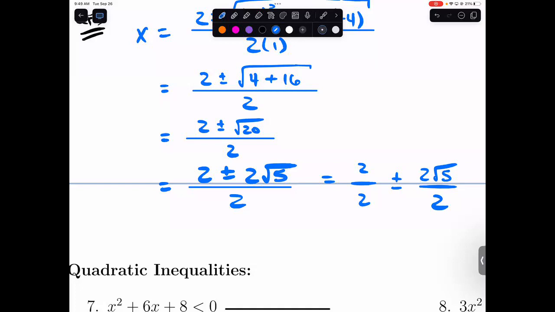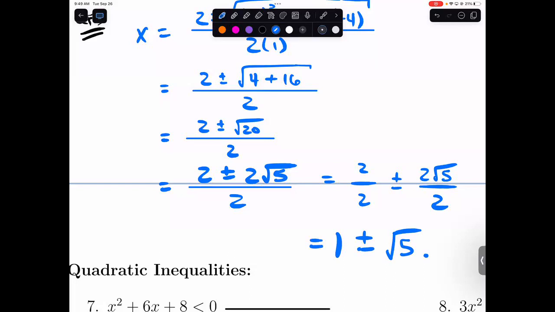2 over 2 plus or minus, it really is plus and minus, right? It's 2 separate things. 2 square root of 5 over 2. What's 2 divided by 2? 1. What's 2 square roots of 5 divided by 2? Square root of 5. That's your 2 solutions. 1 plus root 5 and 1 minus root 5.